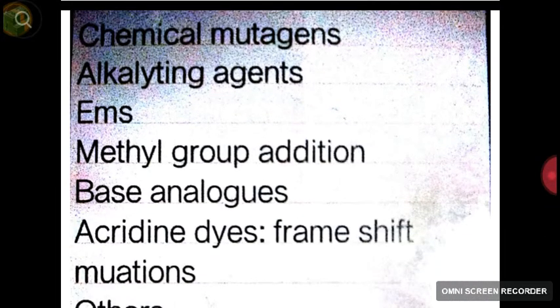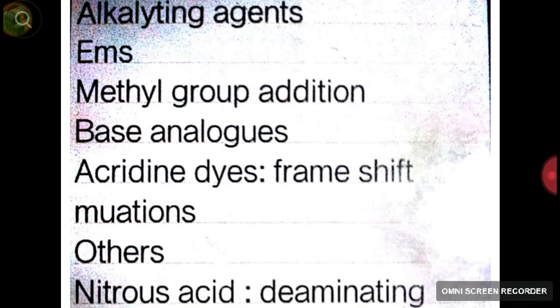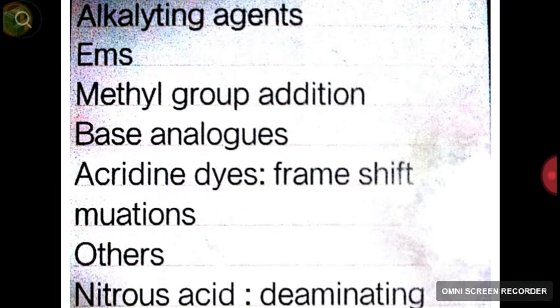Chemical mutagens are of four types: alkylating agents, base analogues, acridine dyes, and others. Alkylating agents usually contribute to mutations by adding a methyl group. The most commonly used chemical agent for mutation is the alkylating agent EMS, ethyl methyl sulfonate. Base analogues are 5-bromouracil and 2-aminopurine. Acridine dyes are riboflavin and proflavin.